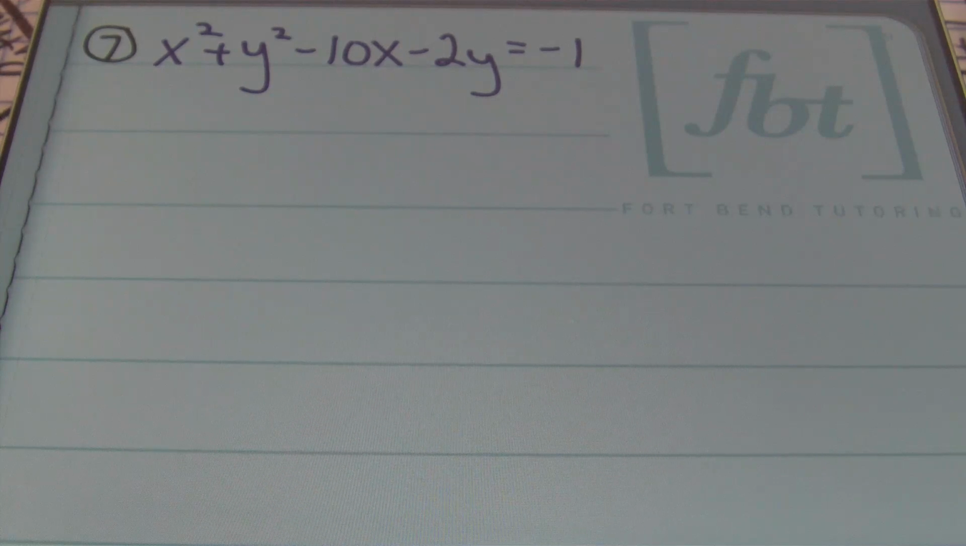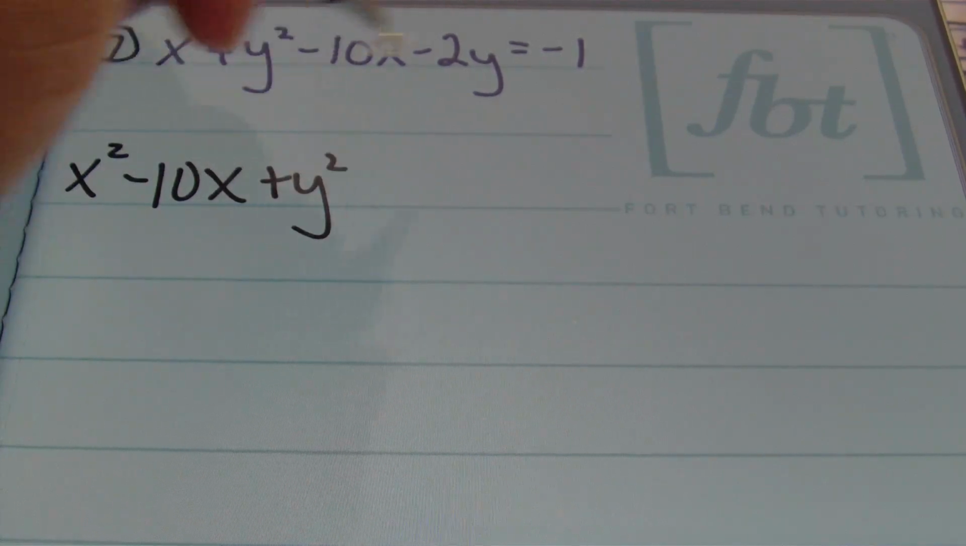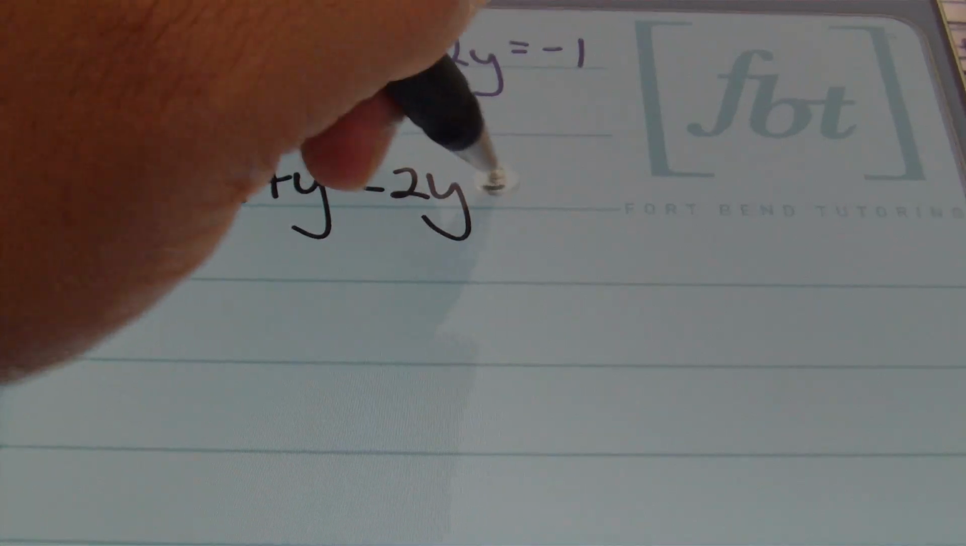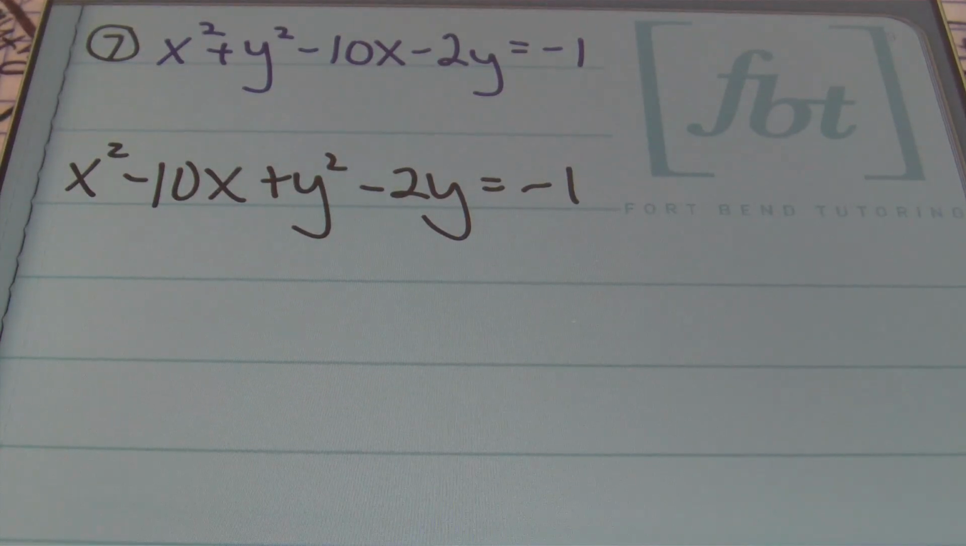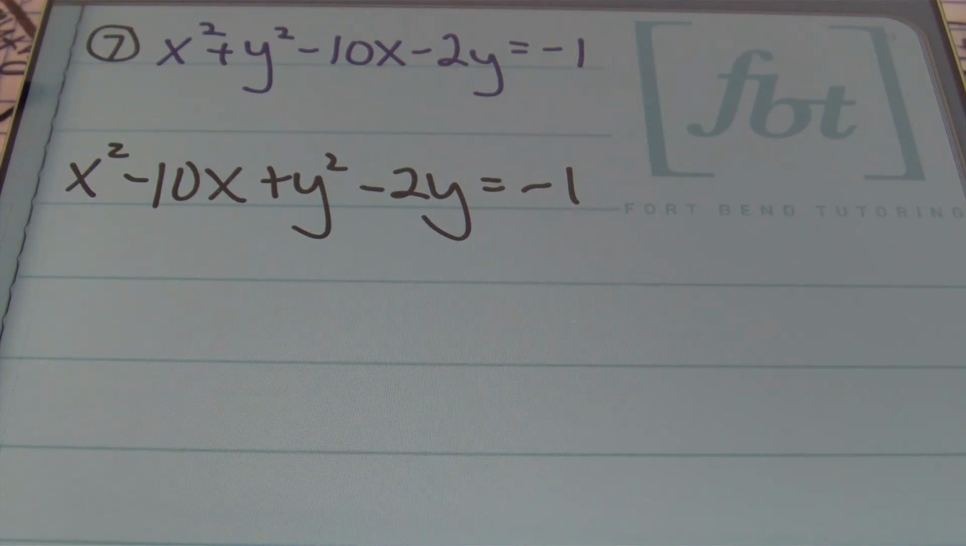Our first step here is to group our x's and y's together. So let's do just that. I'll rewrite this as x squared minus 10x plus y squared minus 2y equals -1. I know this will be an equation of a circle because the coefficients on my x squared term and my y squared term are equal to one another. In this case, they're both 1, and that value of 1 does not equal 0, so we're good to go. From here, we'll be completing the square. So I'm going to go ahead and set up my framework to do just that.